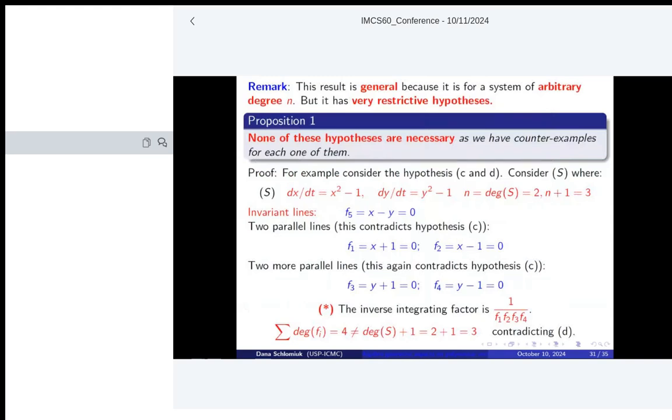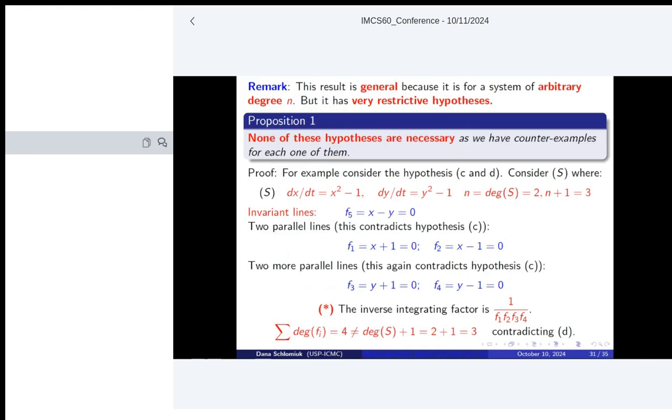Now, again, we can comment that this is a very general result because it is for an arbitrary degree n, but it is with very restrictive hypotheses. In fact, none of these hypotheses are necessary, as we have a counterexample for each one of them. And here I give a counterexample for two of these hypotheses. We have this system defined by the polynomials x squared minus 1 and y squared minus 1. The degree is 2, so n plus 1 is 3. And we have these 5 invariant lines written here in blue.